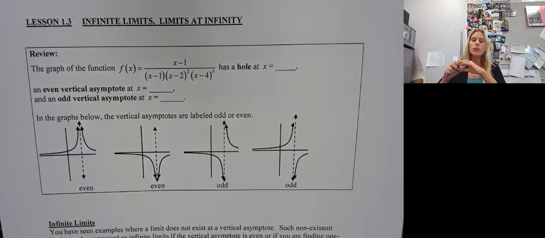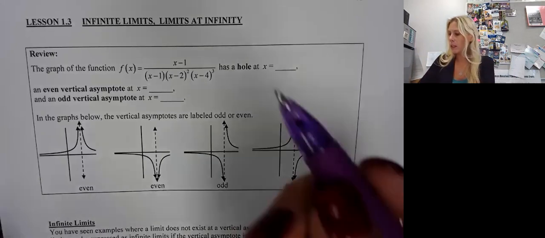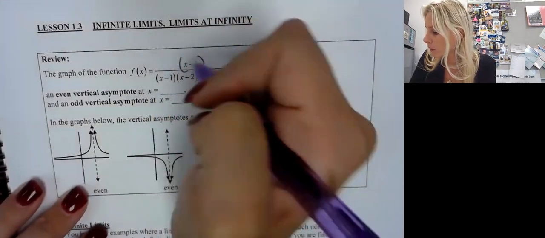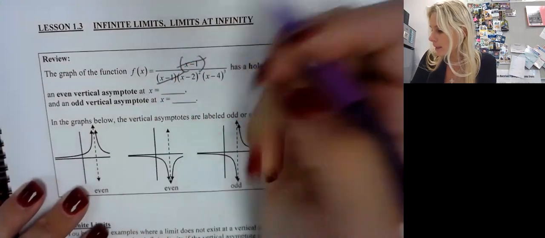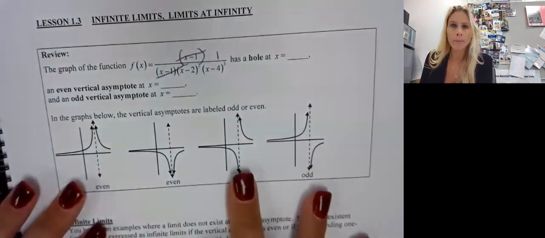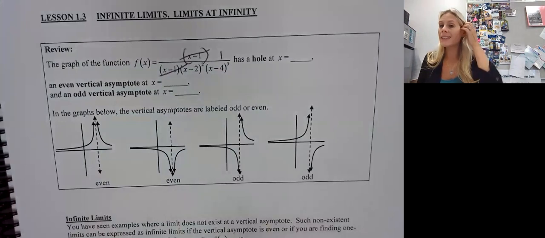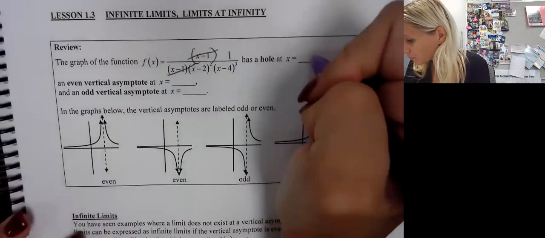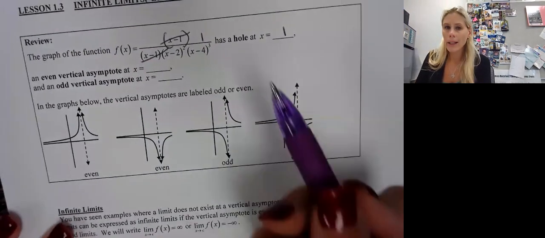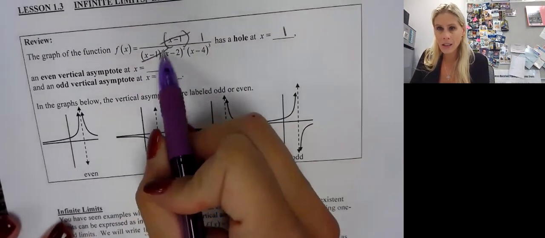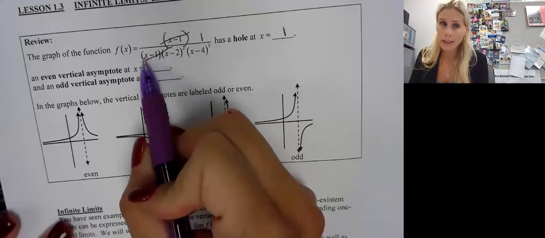Okay, so let's review some of the things we could remember from last year about rational functions and how to graph them with holes and vertical asymptotes. First of all, if we look at this function f of x, we're going to be able to cross off our x minus 1. Of course, that leaves a 1 at top. Now, because we crossed it off, that means it's a hole. So we have a hole at x equals 1. How did I get 1? Well, I set that x minus 1 equal to 0 and solve.